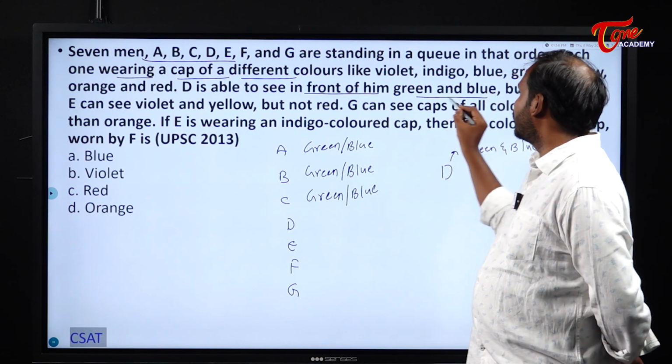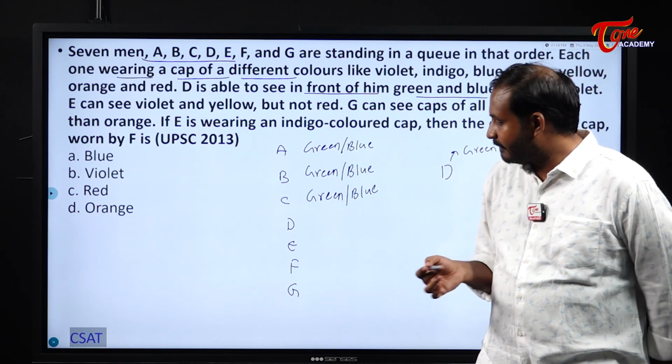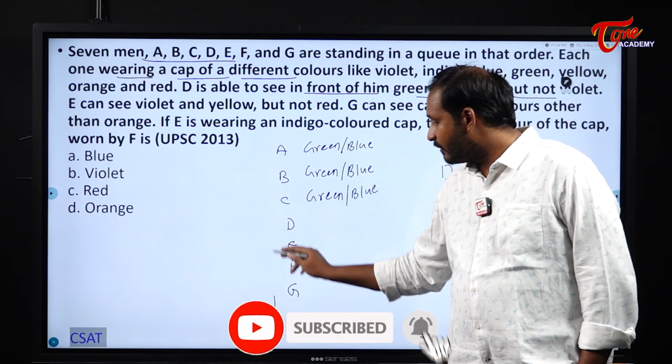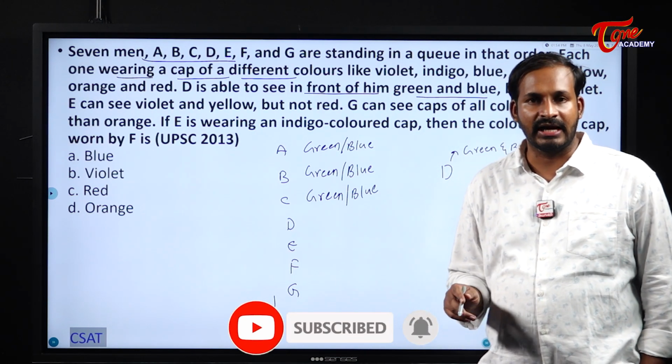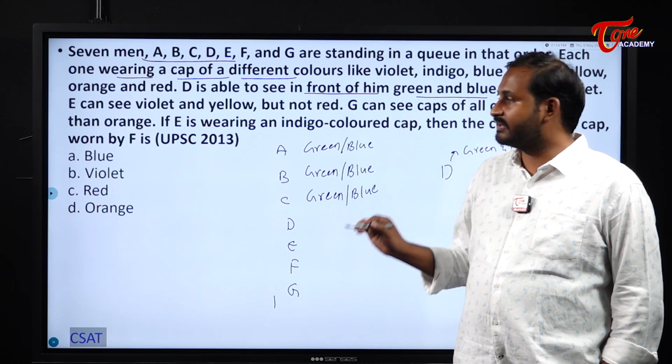D is able to see in front of him green and blue, but not violet. That means D cannot see violet. That means violet can be worn by any one of these 4 people: D, E, F or G, but not A, B, C. A, B, C will not wear violet.